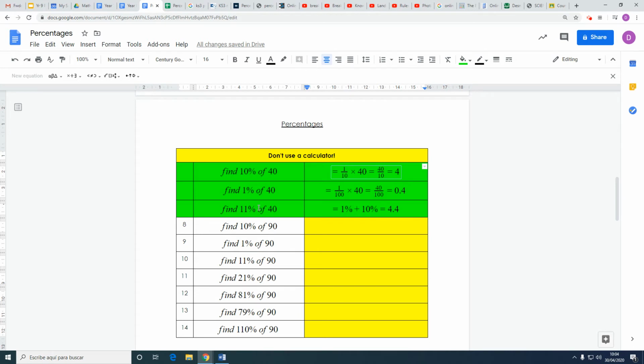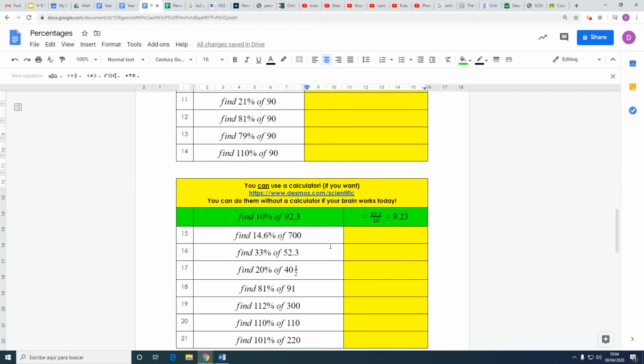Now, all of the other things, like 11%, we can work out like this because 11% is that. And so we just have to add those two numbers together that we've worked out before. Okay, those are your questions. And I'm fairly sure that some of you have answered the first three while I was talking.